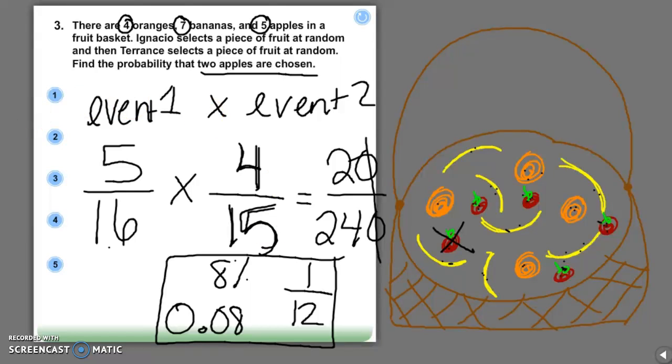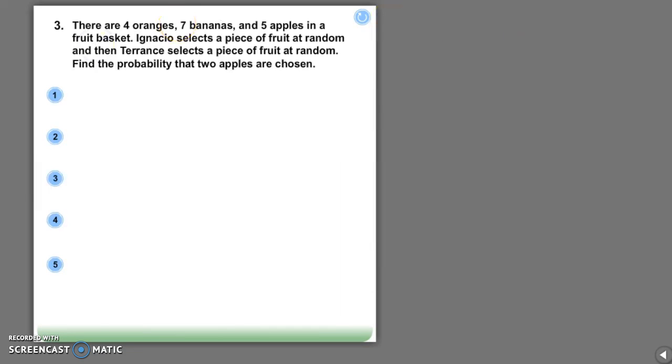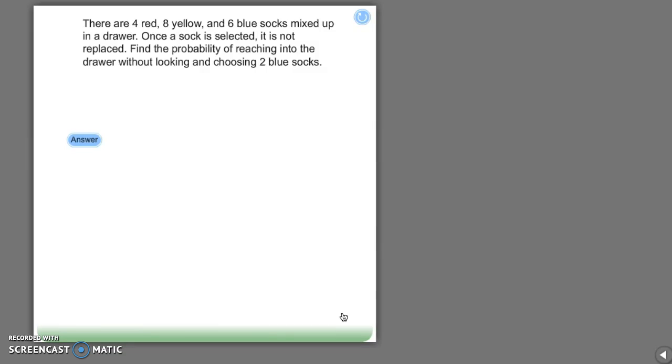I am going to do another example of a dependent event. This one is not in your book, so you might want to write it down as I go through it. Again, remember, you can always pause this video if I'm going too fast, and then start it up again when you're ready.